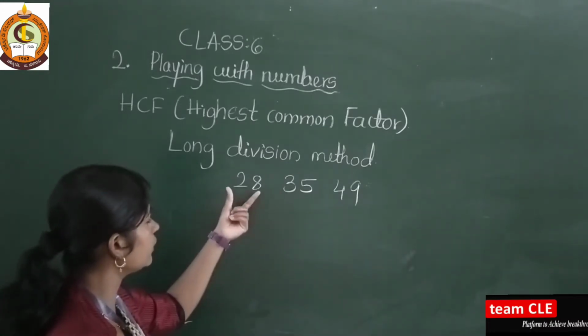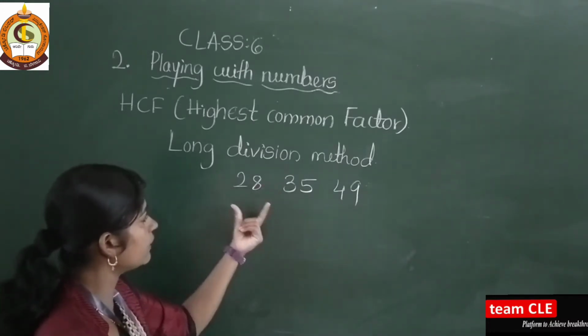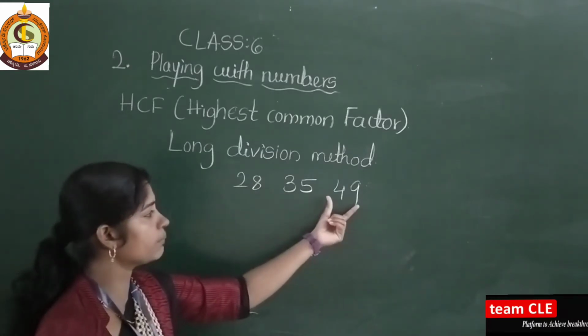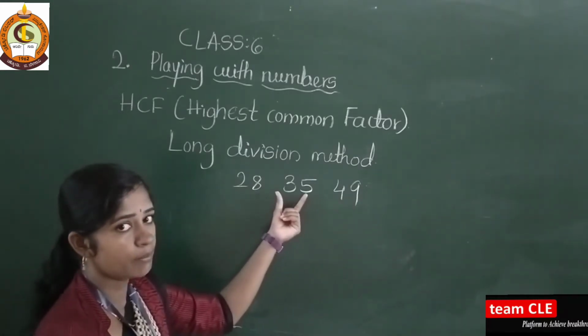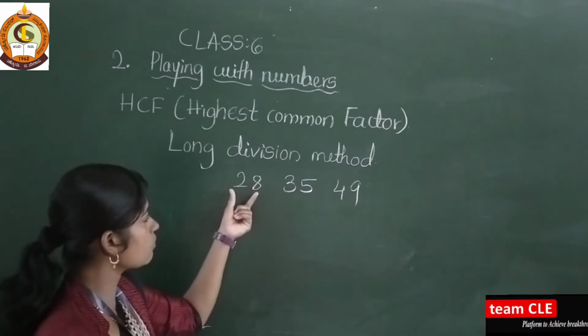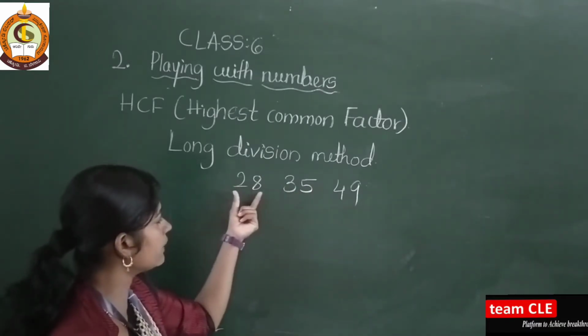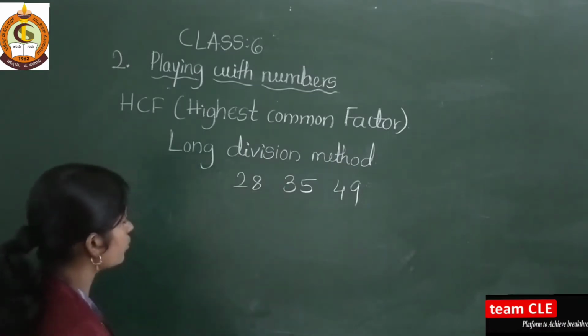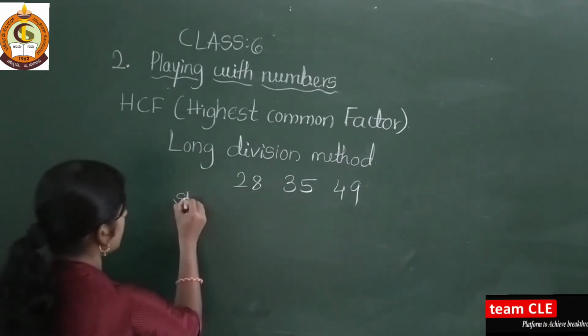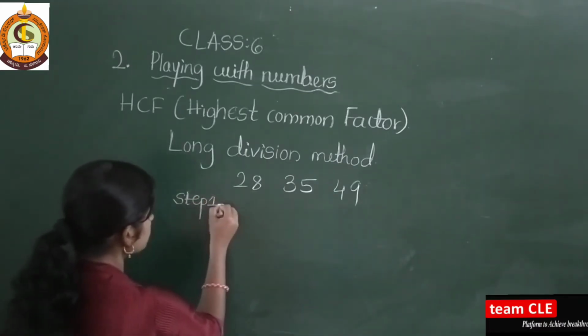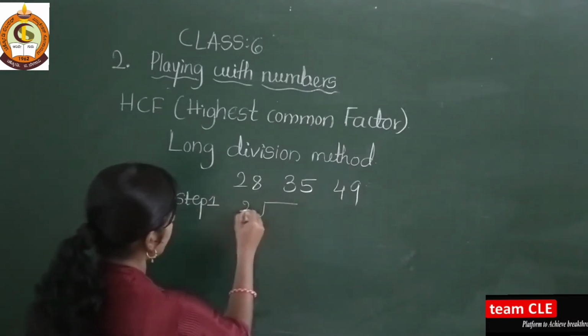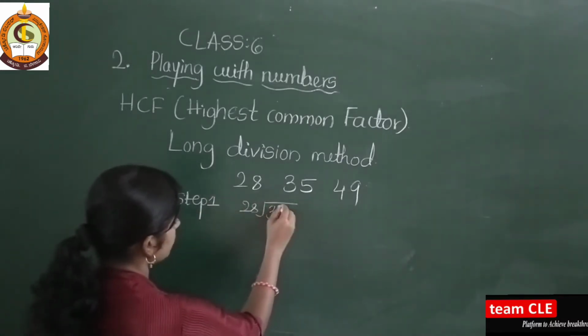See here, there are three numbers: 28, 35 and 49. Here we need to divide 35 by 28. Don't take the biggest number first. Take the smallest number, then the middle number, and the biggest number is last. So in step 1, take this 28 and divide it with this 35.